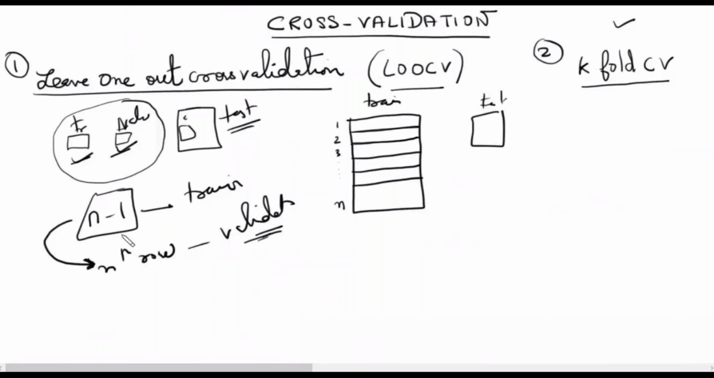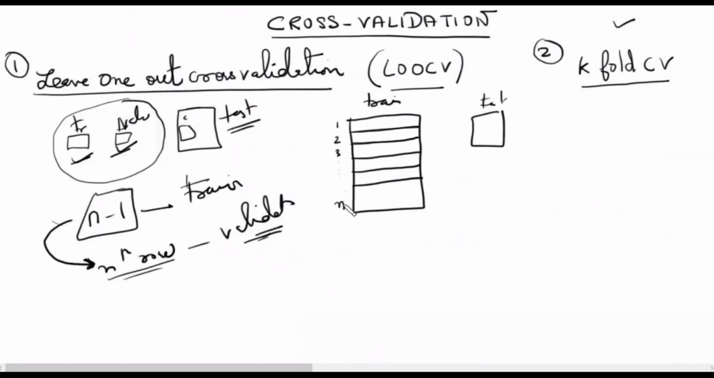So this removes the disadvantage of not having enough records to train the model, as we have almost all but one record to train the model. But we still have the issue: what if the outlier is present in the nth row? That issue still exists. So what we do is iterate this process again and again.